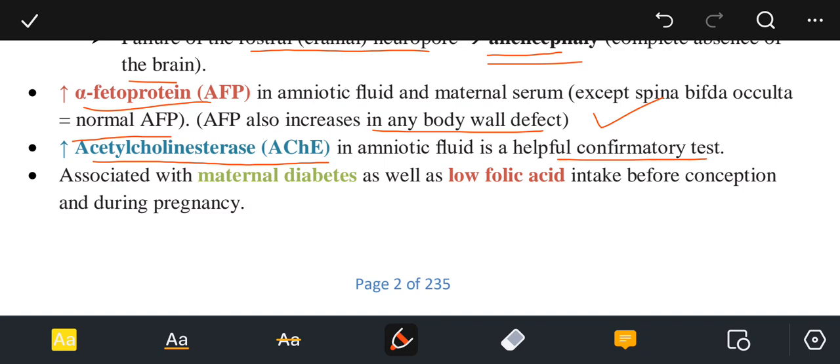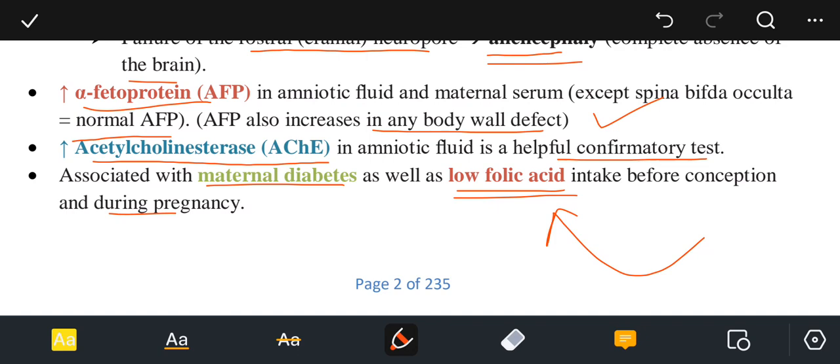It is associated with maternal diabetes as well as low folic acid intake. This is a very important thing and a buzzword. If the test question makers want to take you towards neural tube defect, they will somehow mention folic acid deficiency in the question stem. So low folic acid intake before conception and during the pregnancy is also a risk factor.